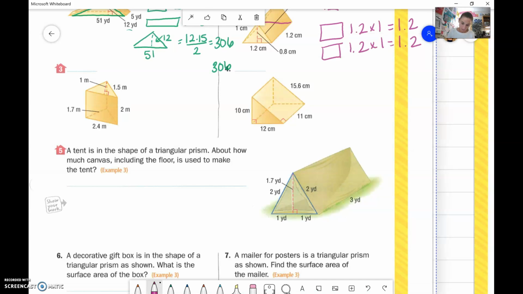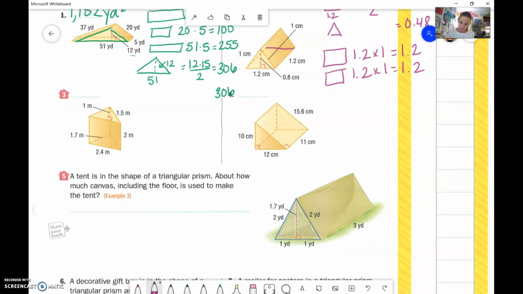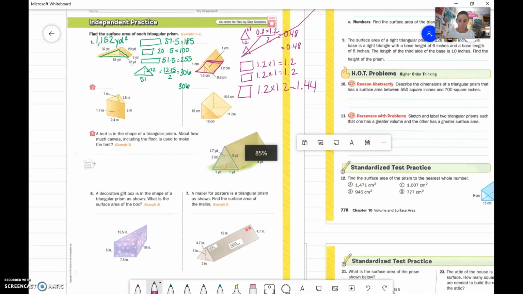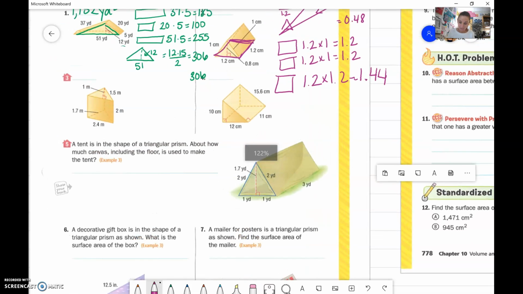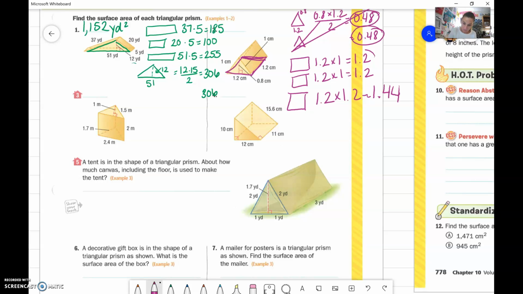Okay, so we have 1.2 on this side, 1.2 on this side, and 1.2 on that side. So I'm just going to keep it like this. I'm going to go 1.2 times 1.2, which is 1.44. Now to find the total surface area, I must add all of those together, which means I'm going to add this, plus this, plus this, plus this, plus this. And when I do that, I get 4.8 centimeters squared.